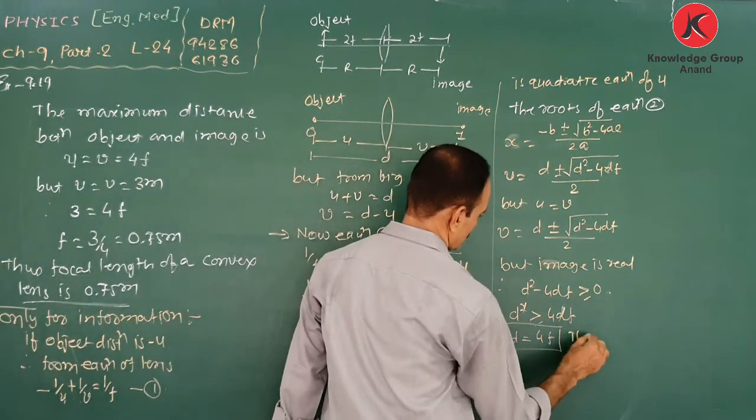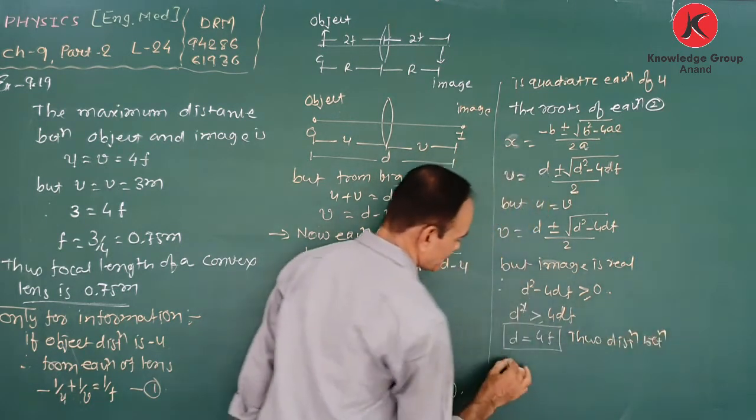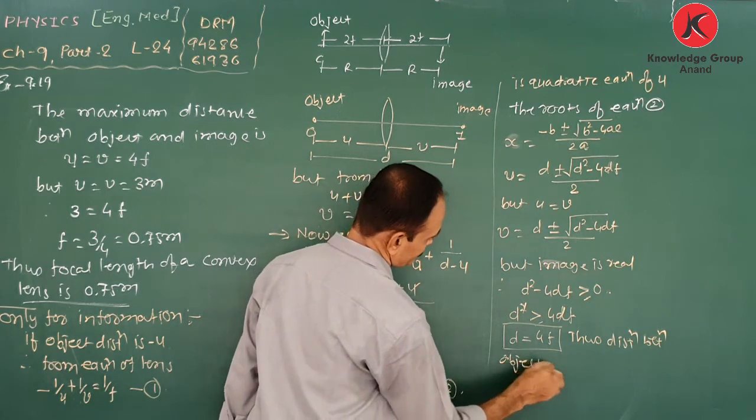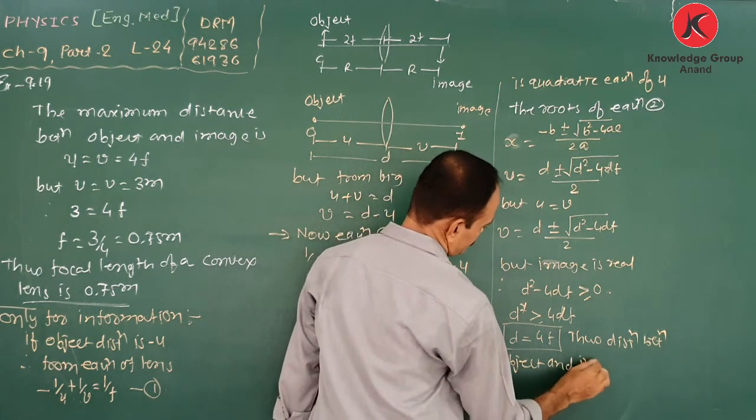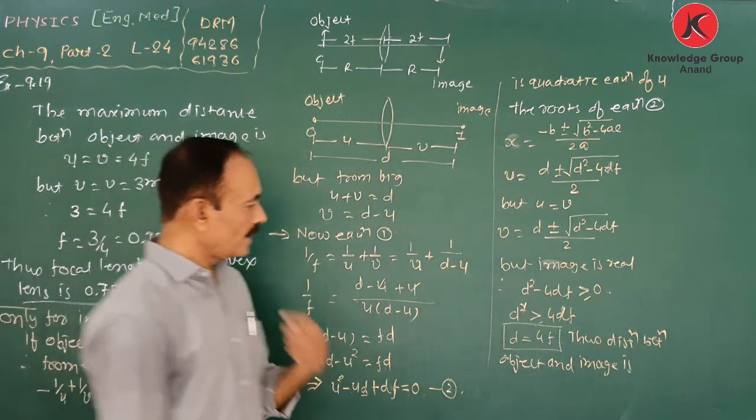Thus, the distance between object and image is 4f.